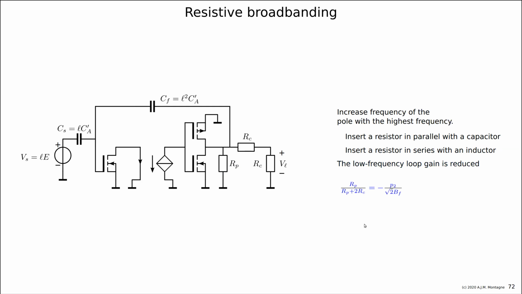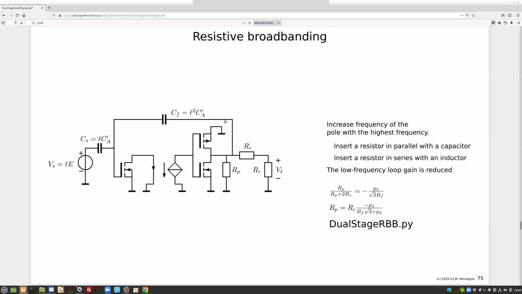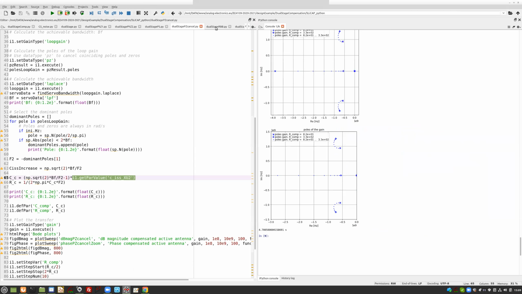So we can calculate, of course, the result from the fact that we want to shift the frequency, a very simple thing. We had P2, we want to go to the square root of 2 times the bandwidth. So from this you can find the design equation for RP. And we are going to dual stage resistive broadbanding to show you the result.